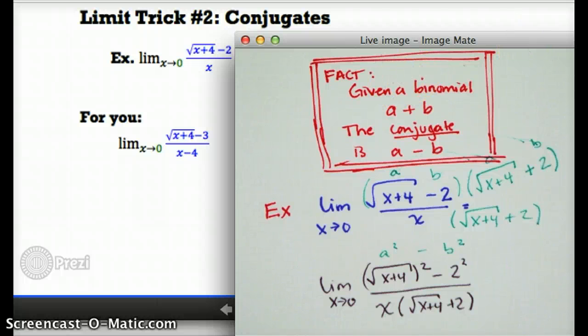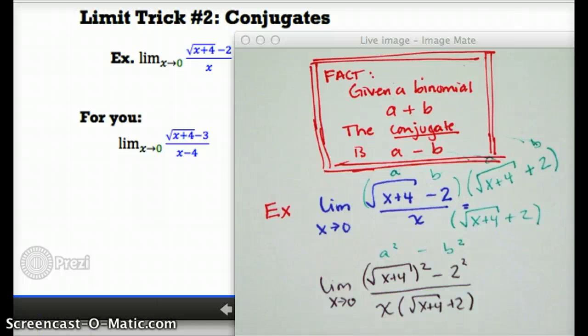From here, we can simplify the top. And I'm actually about to run out of time, so I'm going to end this video here and finish this example on the second one. So pause where you are and continue on to the next video. I'll pick up right where we left off.